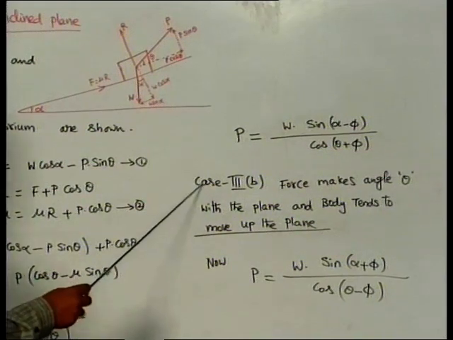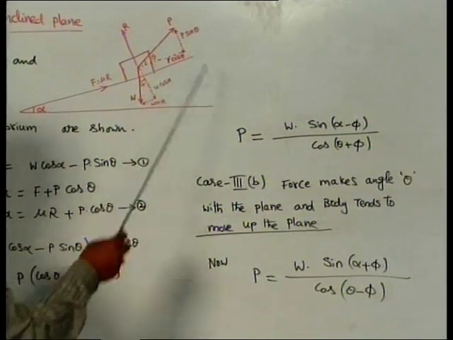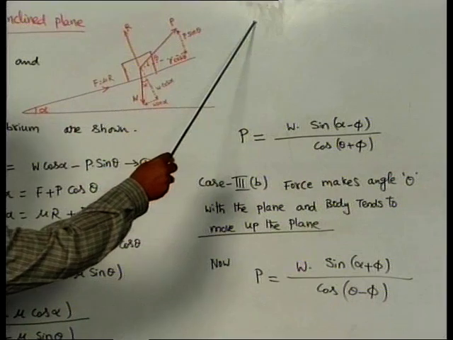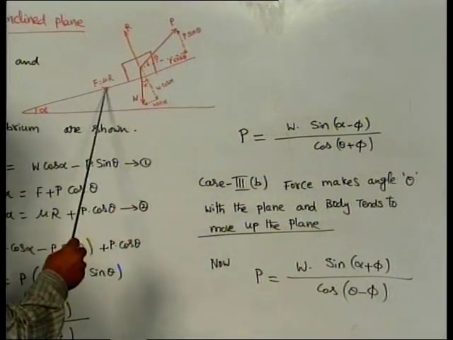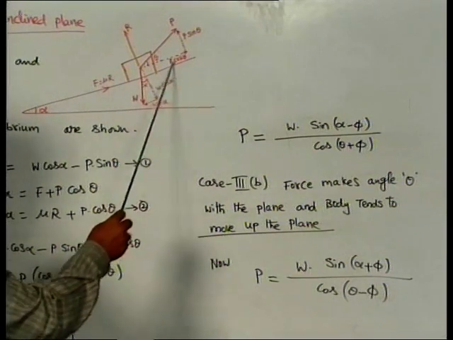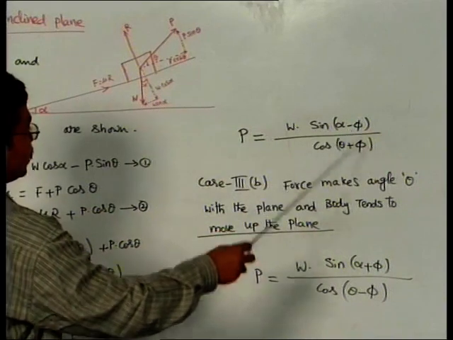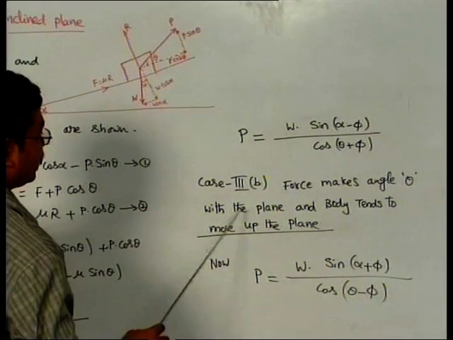Similarly, I can have the second case, where the force is making an angle theta with the plane, and the body tends to move up the plane. When the body is moving up, the frictional force will be in the opposite direction, just opposite to this direction. So now the formula becomes just the symbols, minus becomes plus and plus becomes minus. So this is the formula for this case.